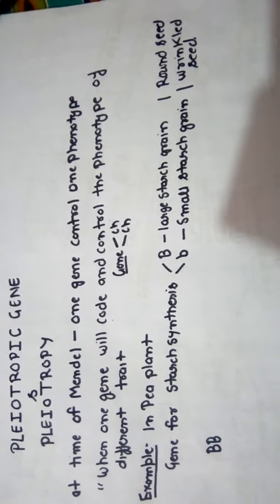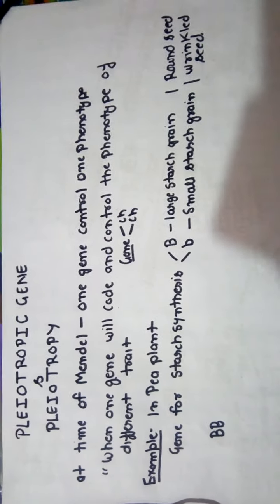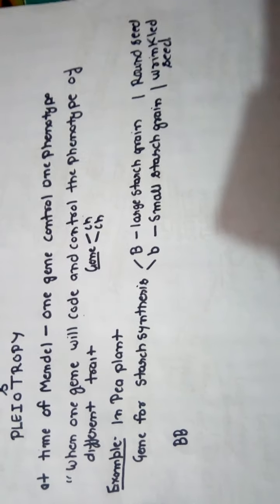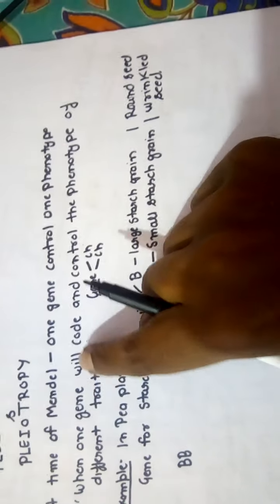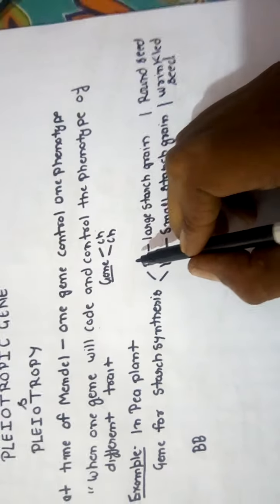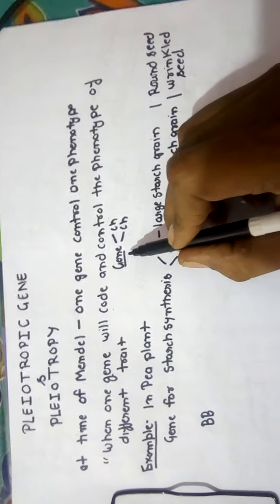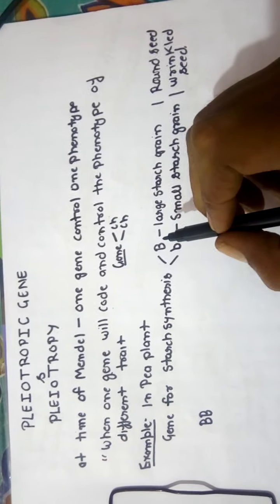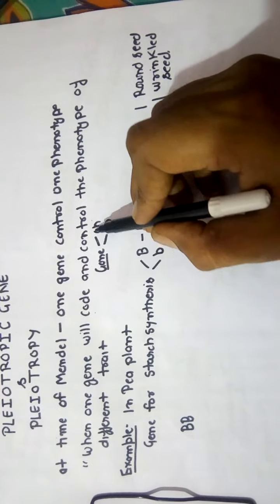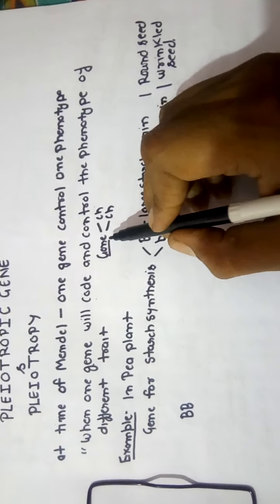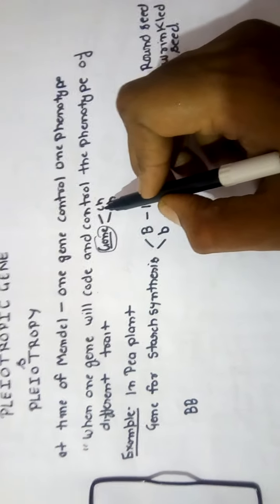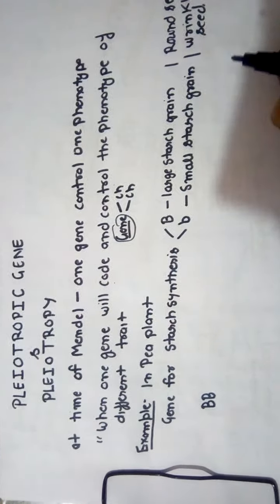But later on, when scientists investigated inheritance in other organisms also, they found there are some genetic scenarios when one gene will code or control the phenotype of different traits. That means कई बार ऐसा भी देखने को मिलता है कि एक ही जीन एक से ज़्यादा कैरेक्टर्स को कंट्रोल कर रही है. And this phenomenon, when one gene codes for more than one character, is called pleiotropy, and this gene that is coding for more than one character will be regarded as the pleiotropic gene.